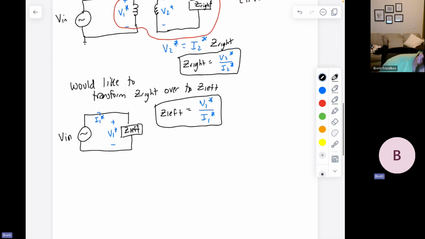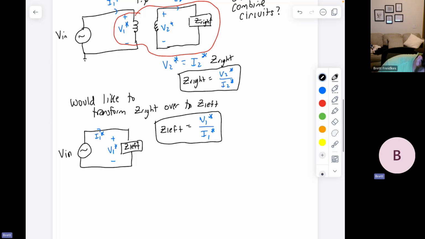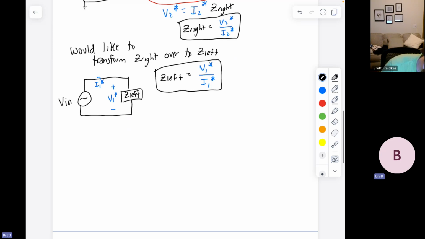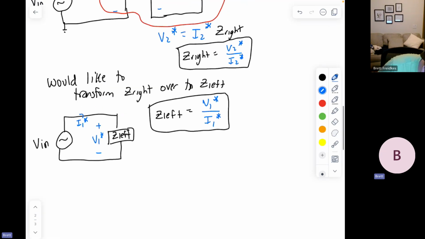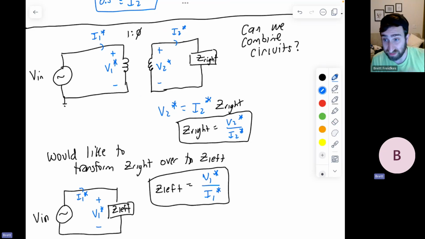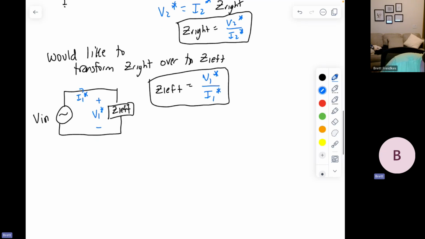So how do you think we do that? Let's go ahead and look at what Z right and Z left are and maybe try to leverage our transformer equations that can help us. So first off, we know, based on the way I drew this, that V1 star over V2 star has to be the same as 1 over phi. What that means is that V2 star is equal to phi times V1 star.